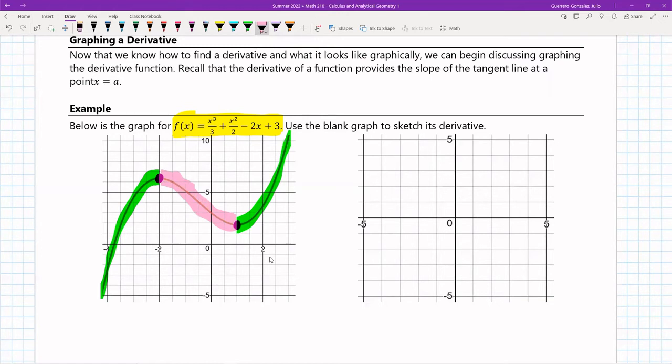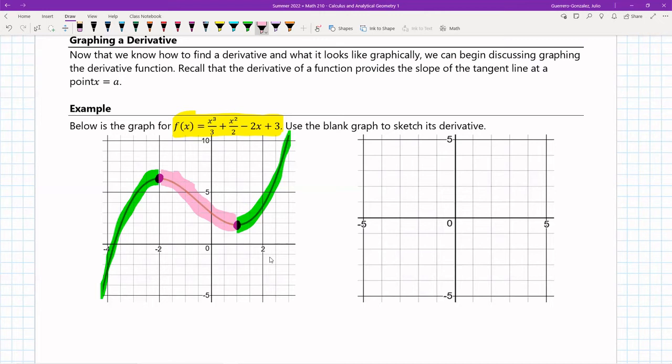So if we just take a look at those two facts, we can see that since the graph is increasing from negative infinity to -2, that means our derivative's got to be positive, okay? Likewise for 1 to infinity. Since it's growing there, since it's increasing there, our derivative has to be positive, right? Between -2 and 1, since our graph is dropping, our derivatives have to be negative. The slopes of the tangent lines there are going to be negative, okay?